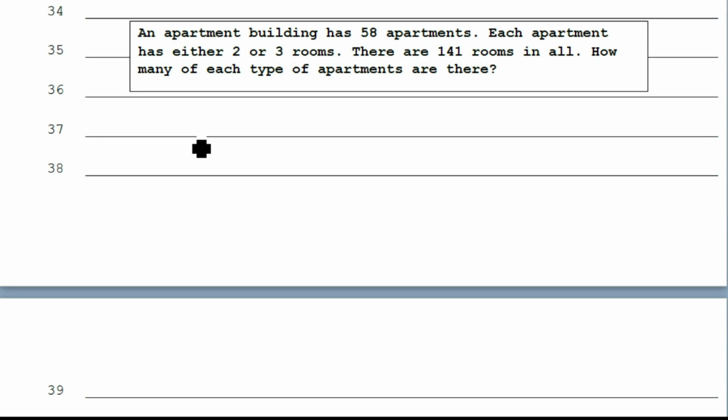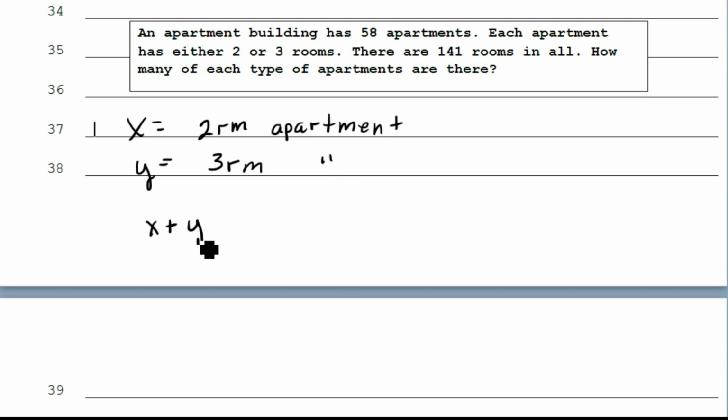Yeah, 58 apartments altogether, and they have either 2 rooms or 3 rooms. So you have 2 types. Let x equal a 2-room apartment, and let y equal a 3-room apartment. And you know x plus y will equal 58. There are 141 rooms in all.